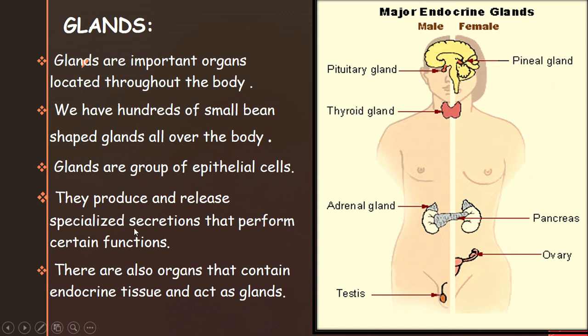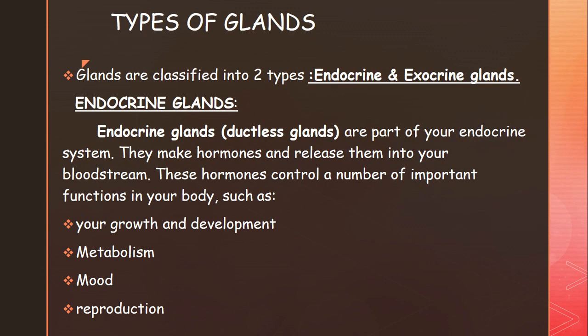These glands produce certain secretions, and each one of the secretions has certain functions. There are also organs that contain endocrine tissue and they act as a gland. So the organs containing endocrine tissue also act as endocrine glands. We can see what organs are acting as endocrine glands.